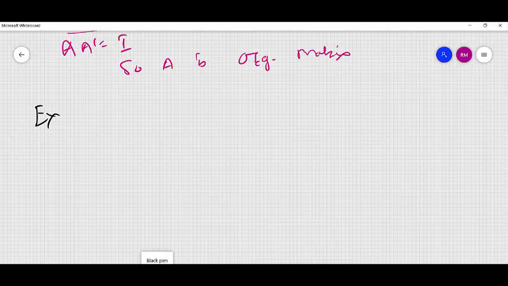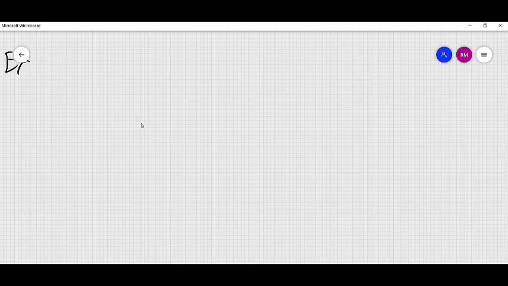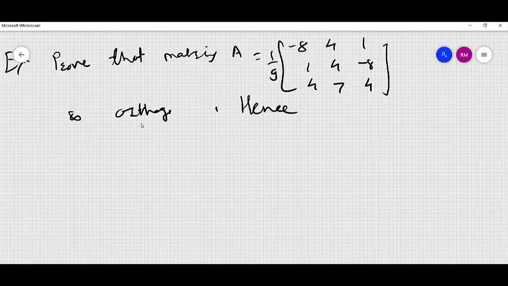Next problem is: prove that matrix A = 1/9 [[-8, 1, 4], [4, 4, 7], [1, -8, 4]] is orthogonal and hence find A inverse.